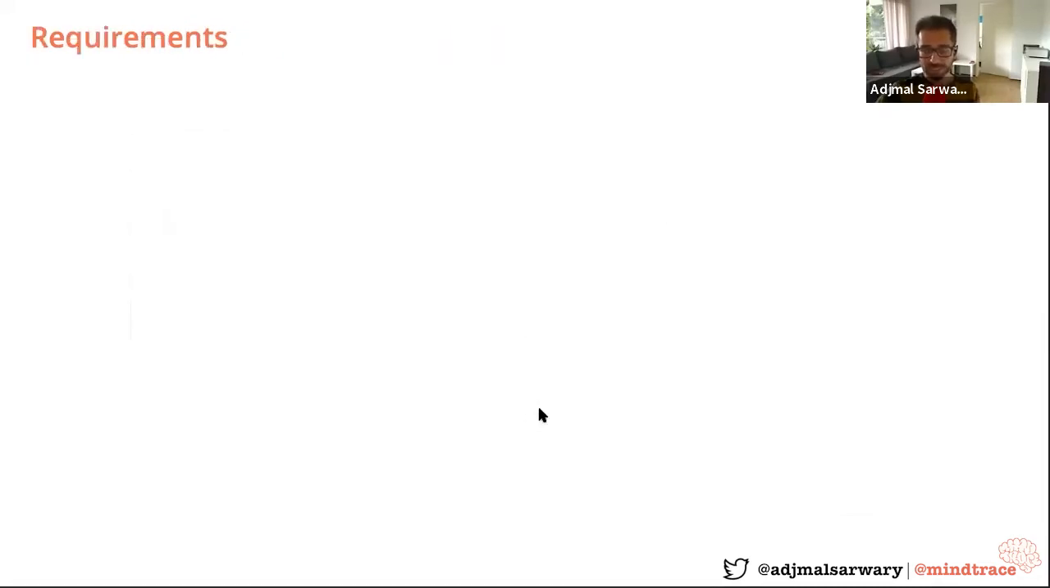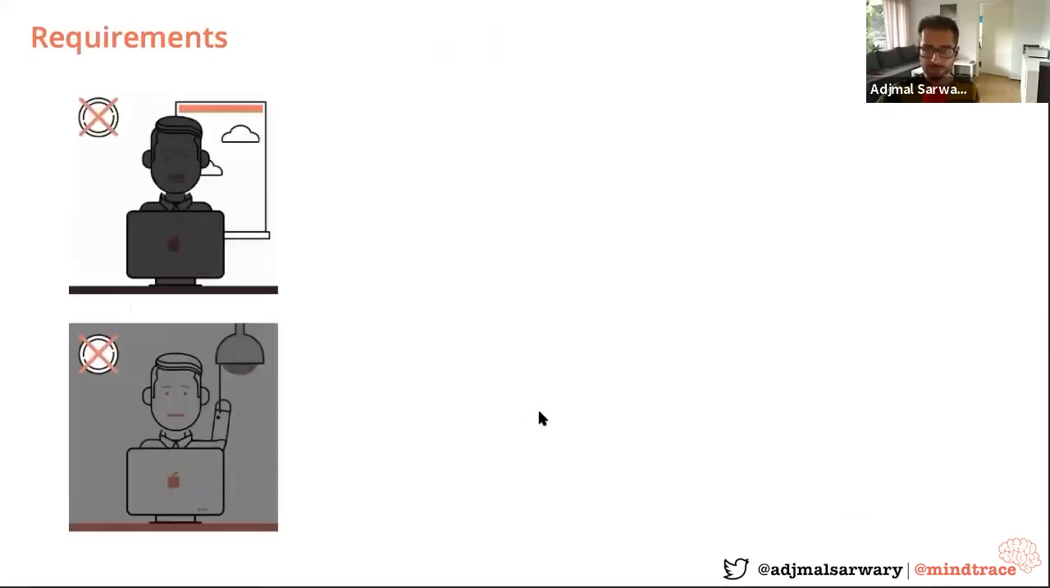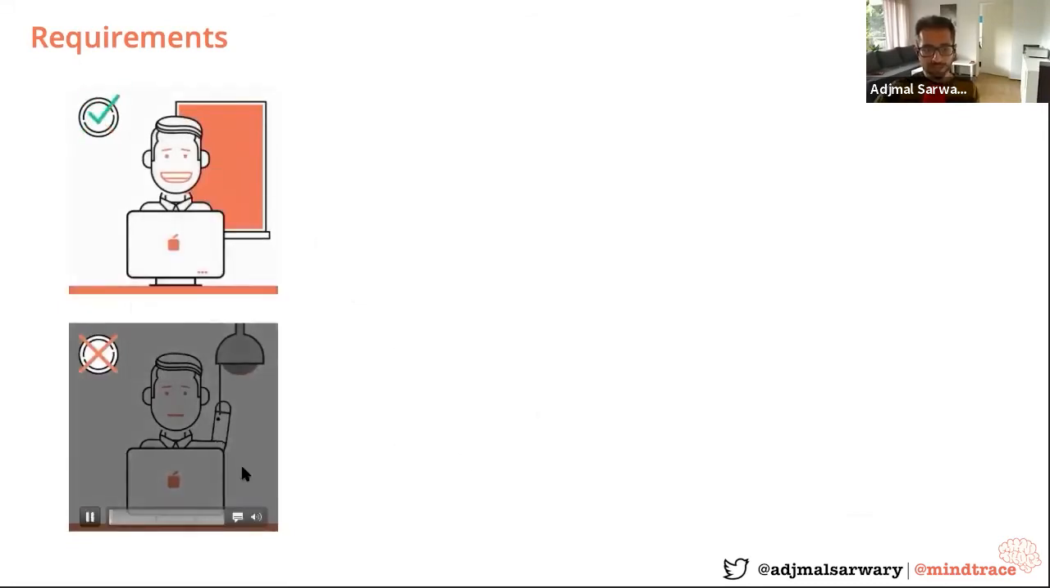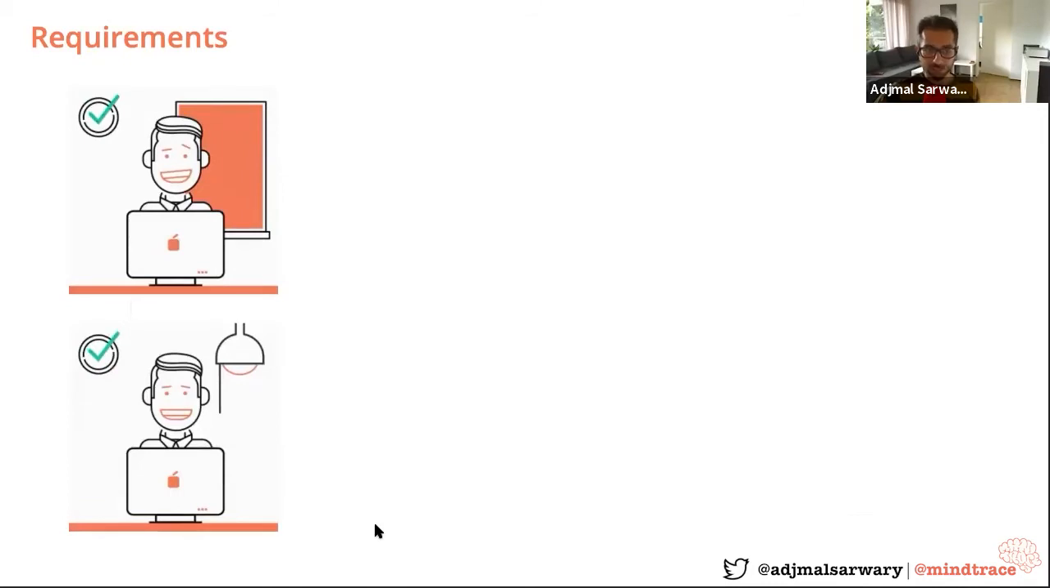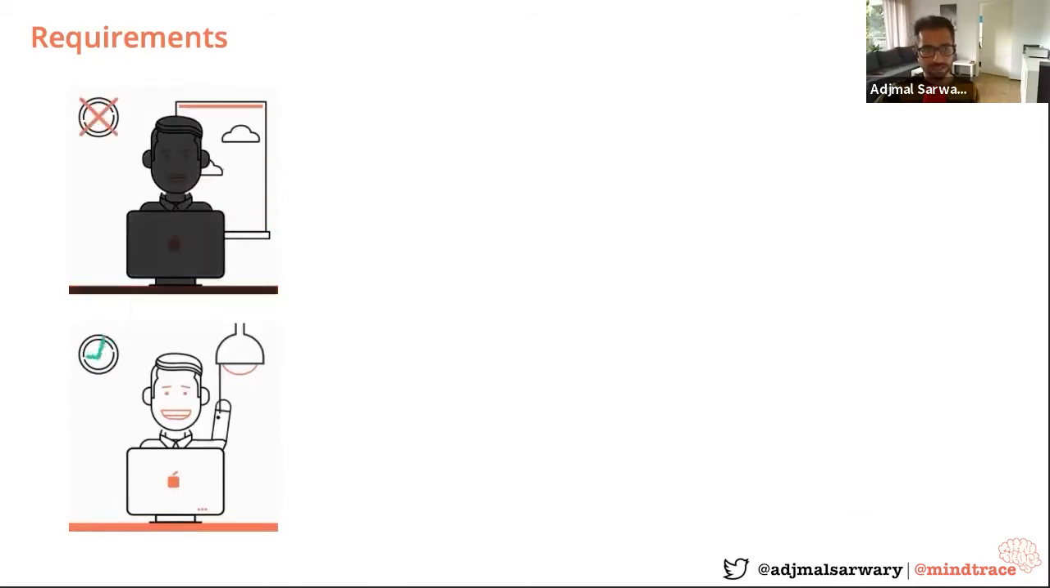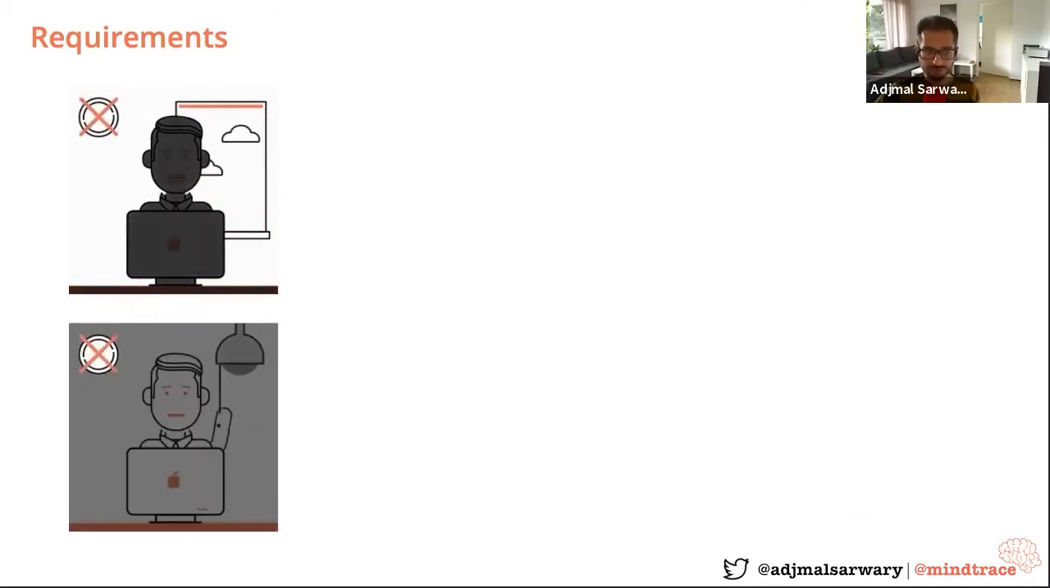Okay, so here come now the requirements. This is something a lot of people don't think about. When you do any type of webcam studies, it's important that you get good data in. And lighting is super important. Light coming in from a window from behind, bad. Dark room, bad. Turn on your lights.